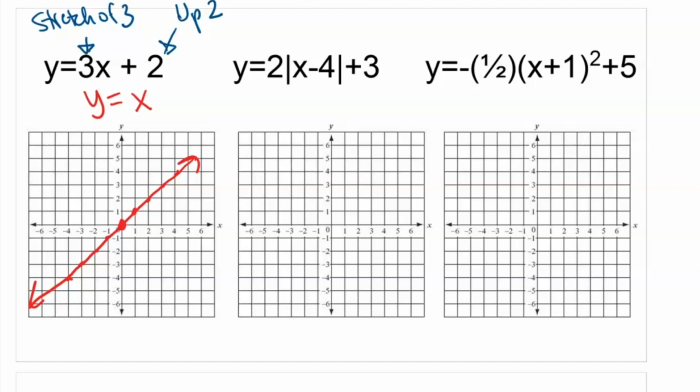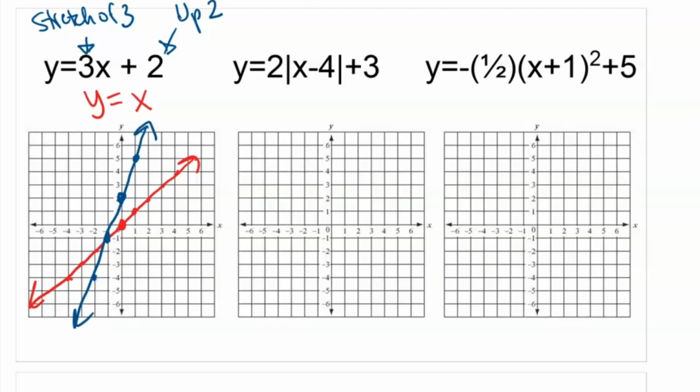So we're going to move up 2. So I'll have a point up here at 2. And then instead of going up 1 over 1, I'm going to go up 3 over 1. So up 3 over 1. And I can go down 3 and backwards 1. Down 3, backwards 1. So our line will look something like that.